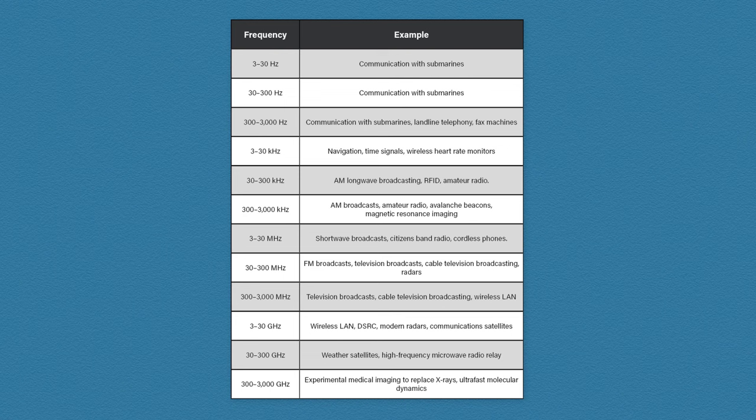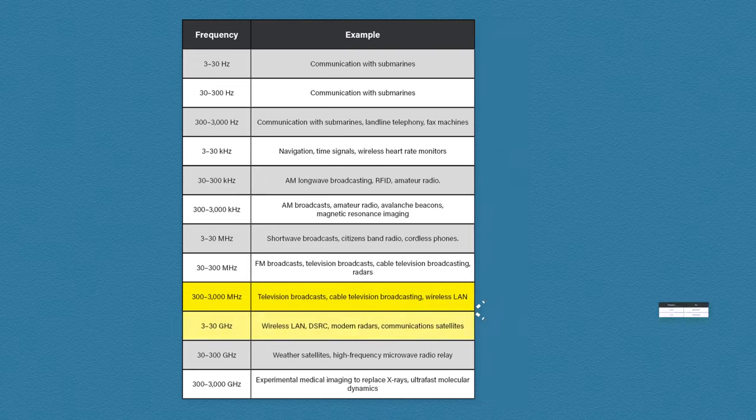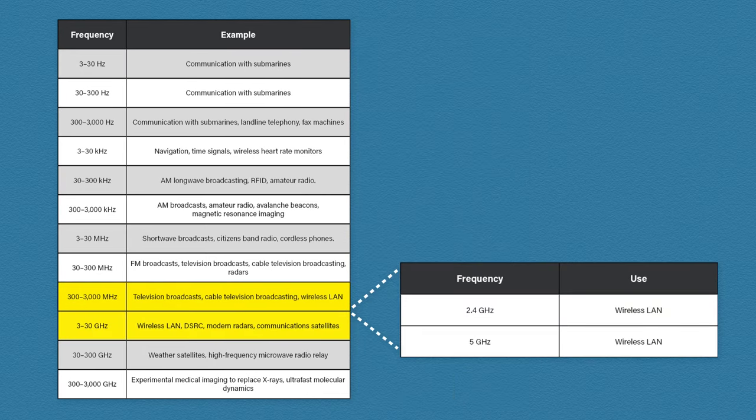Things such as radio and TV use radio frequencies. This is also where the wireless networking frequencies are. As we can see from this table, each use is separated by using a different frequency range, which are called bands. Wireless uses two main frequency bands, 2.4 and 5 GHz.